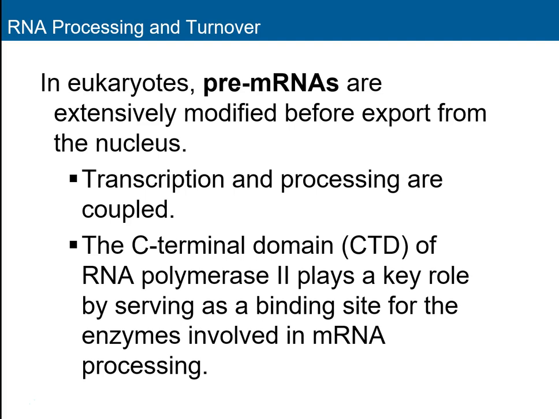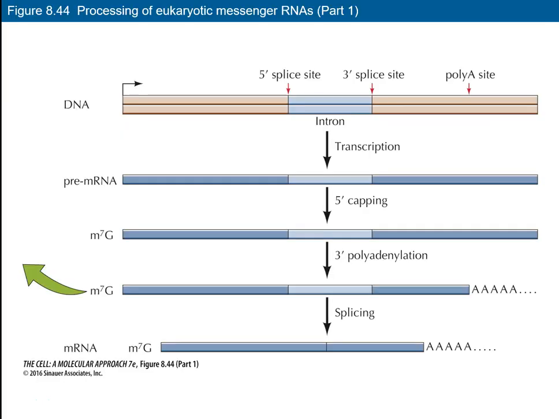The pre-mRNAs are extensively modified before they can be exported from the nucleus, okay? It says transcription and processing are essentially coupled, but remember, transcription is happening in the nucleus, then that pre-mRNA has to be modified, and then it can be transported out of the nucleus to go find the ribosome and be translated, okay? It says the C-terminal domain of RNA polymerase II will actually play a key role by serving as a binding site for enzymes that are involved in processing. So as that transcription of that mRNA is happening, or as it's ending, you start to have that mRNA being processed. Okay, so that's what this is saying there.